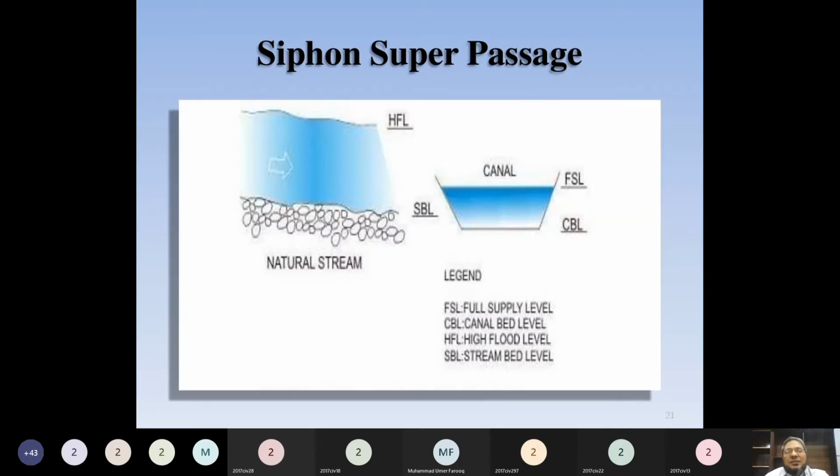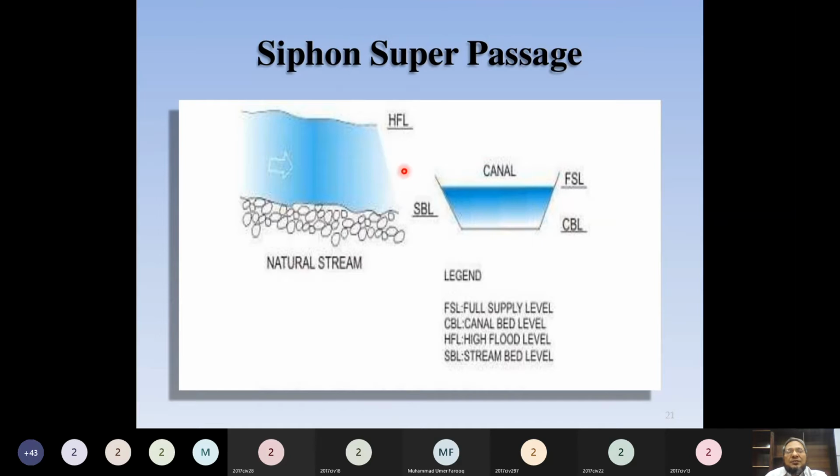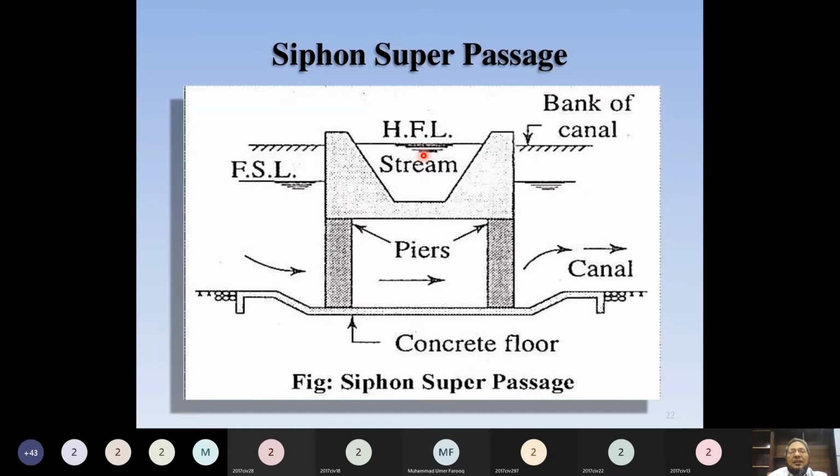Now here is the explanation. Now this canal is crossing below the stream. कोई stream इस तरफ से जा रही थी, अब इस canal को हमने इसके नीचे से पास करना है. But the situation is that the full supply level of the canal is higher as compared to the stream bed level. Yeah, the stream bed level is slightly lower than the full supply level of the canal. Then what we have to do, we have to siphon the canal water under this stream. And this is the section of the siphon superpassage.